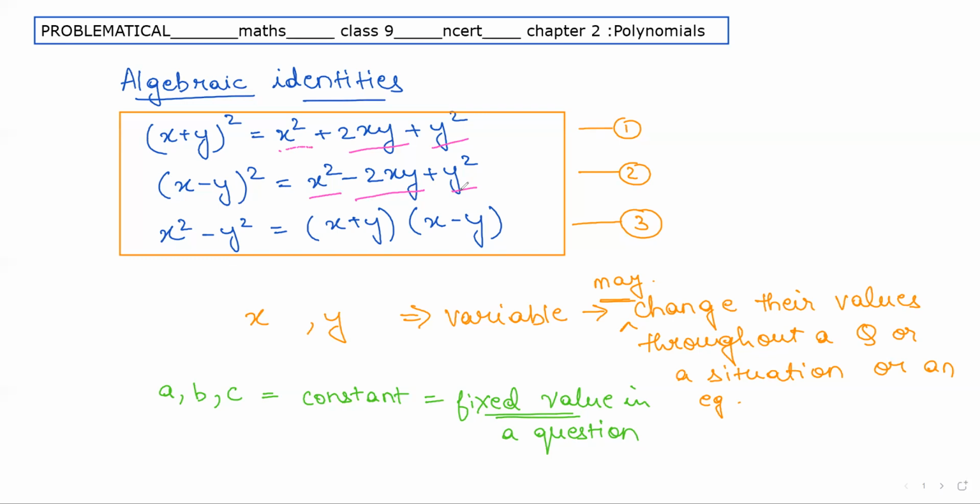A constant, on the other hand, is something which has a fixed value throughout your question. A constant is given by symbols like A, B, C, D, E, etc. Variables, on the other hand, are prominently written in symbols like X, Y, Z, P, Q, R, T, etc.